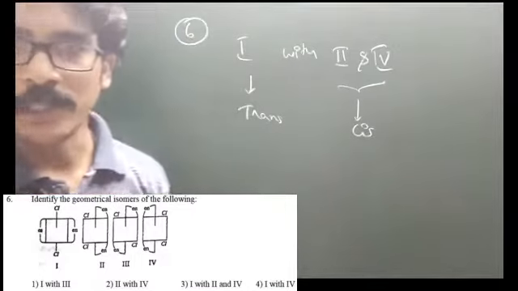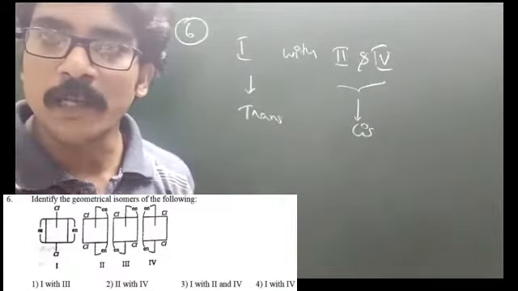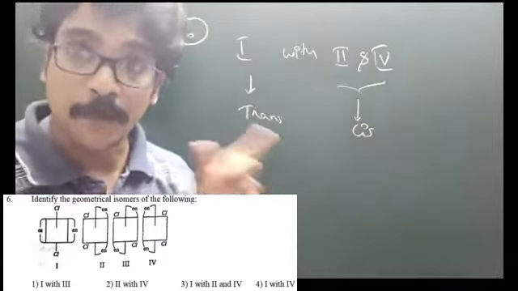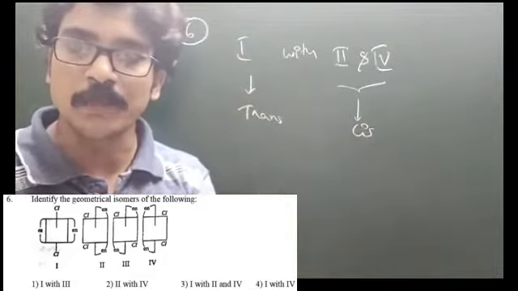Question number 6. Identify the geometrical isomers of the following. Let's look at these options. In question number 6, look at these options.